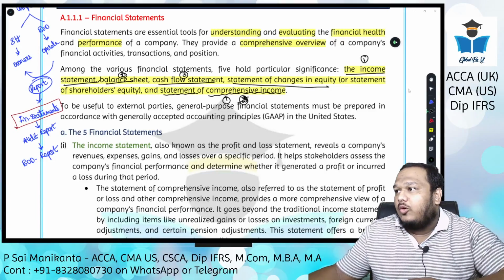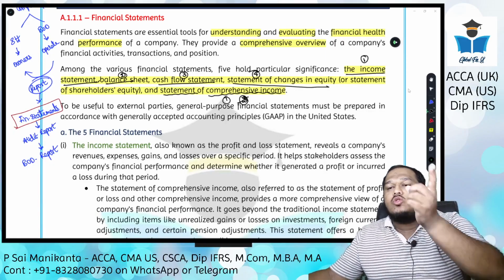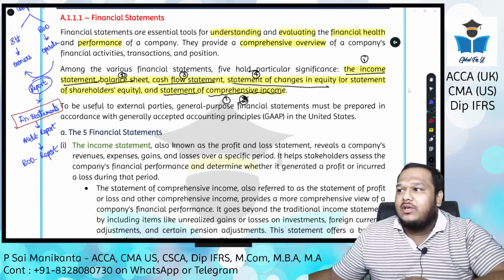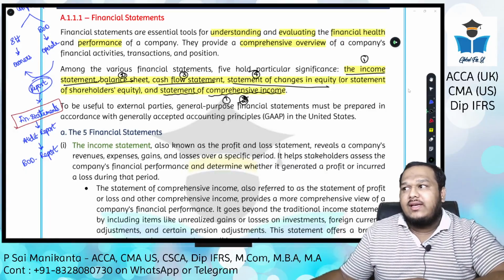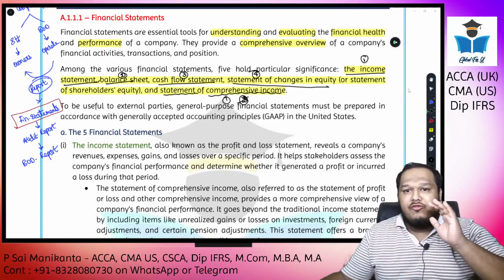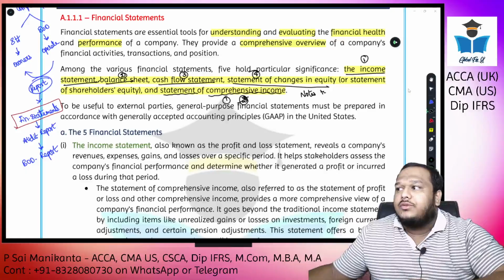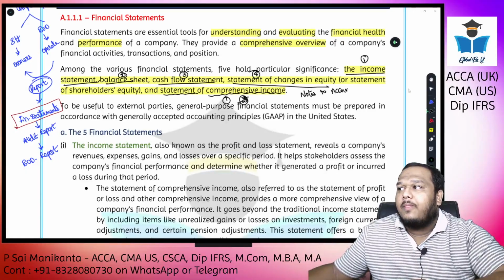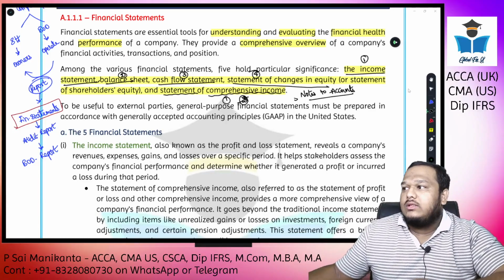I hope you are paying attention to what I'm saying. First one is the income statement that also includes the comprehensive income. Then the second one is the balance sheet. Third one is cash flow. Fourth one is the statement of changes in equity. Then what is the fifth one? Okay, the fifth one is notes to accounts. All right, this is the fifth one.